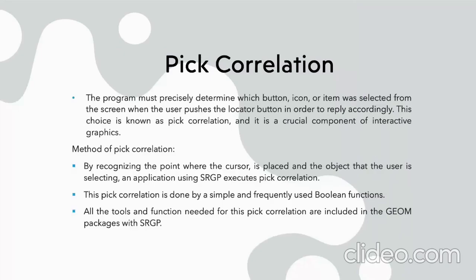And now coming to the pick correlation concept, the program must precisely determine which button, icon, or item is selected from the screen when a user pushes the locator button at that particular location, in order to reply accordingly. This particular choice is known as a pick correlation, and it is a very crucial component of interactive graphics.